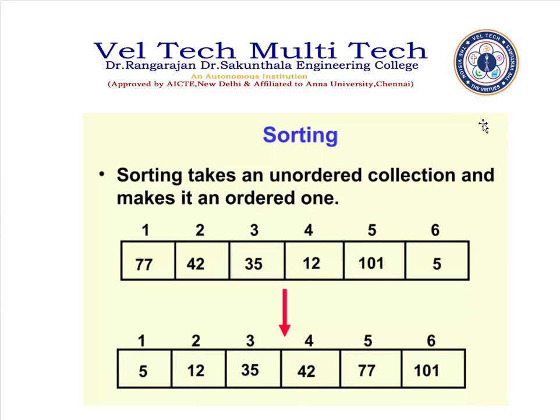An intro to the sorting method: sorting is nothing but arranging the elements in order. It can be either in increasing order or decreasing order. So, sorting takes an unordered collection and makes it an ordered one. This is an example being given to us. Totally, there are six elements, and they are in an unordered collection. These unordered collections are being converted to the ordered one and shown as the output. So this will be the final output for the sorting.